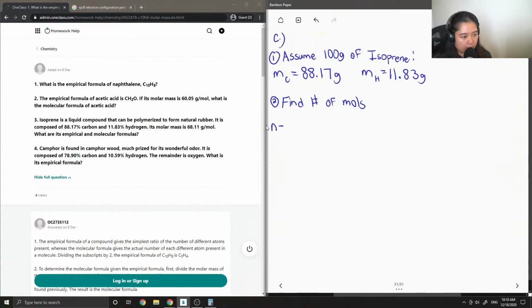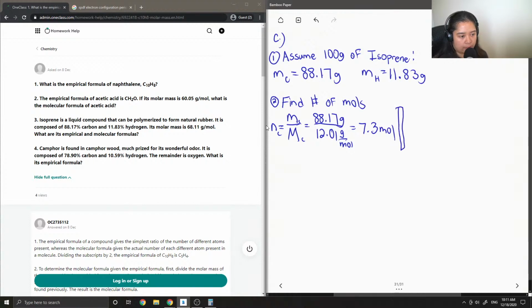So let's recall the equation for number of moles is mass over molar mass. So first, let's look at the carbon. Its mass was 88.17 grams, and the molar mass of carbon is 12.01 grams per mole. Okay, so the number of moles of carbon is 7.3.